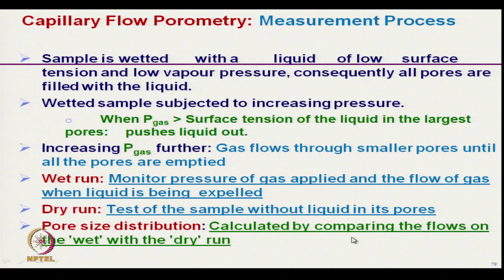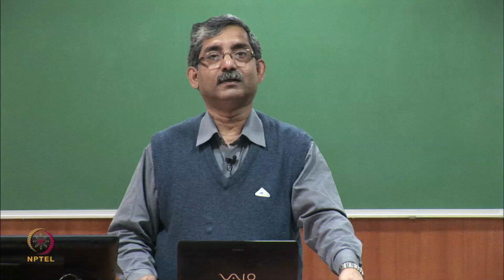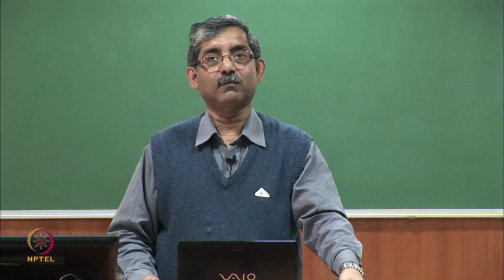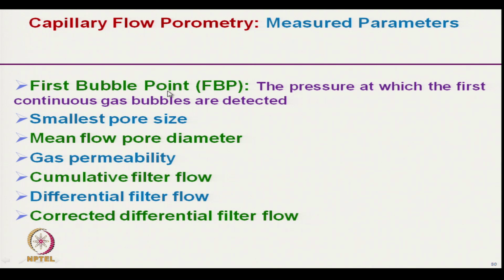So, there are different parameters. These parameters are first bubble point. This is the pressure at which the first continuous gas bubbles are detected. So, if the pore size is more, this pressure will be less.